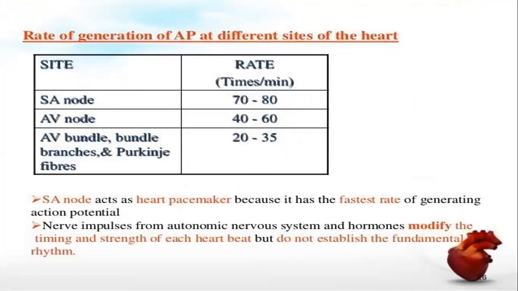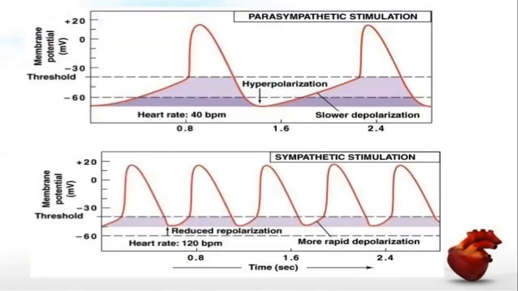The SA node rate is 70 to 80 beats per minute. AV node, it is 40 to 60 beats per minute. AV bundle and the Purkinje fibers have a rate of 20 to 35 beats per minute. So the SA node has the fastest rate, as you can see from here, and the heart beats at the rate of the SA node.